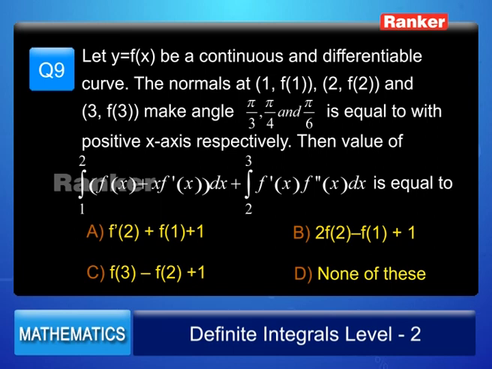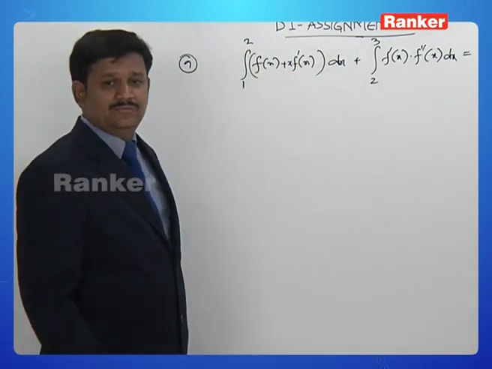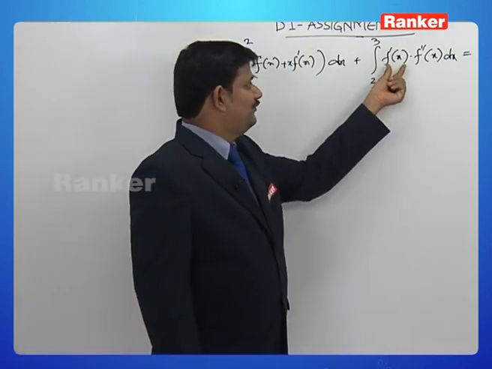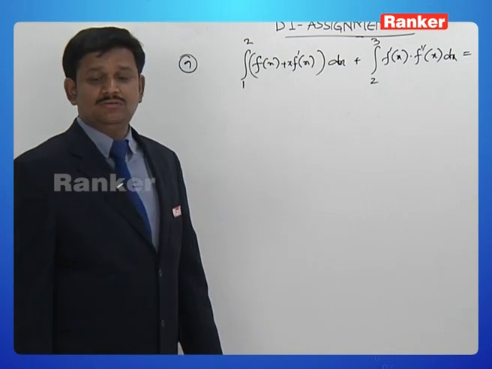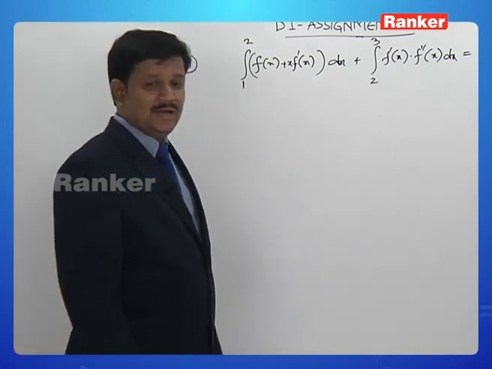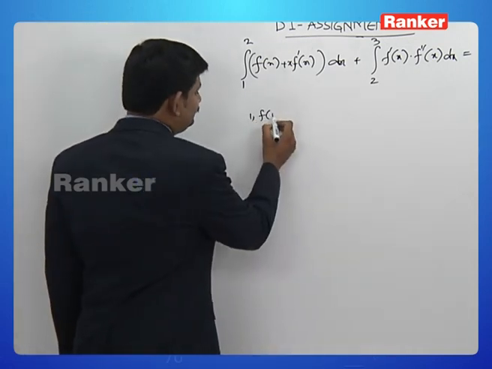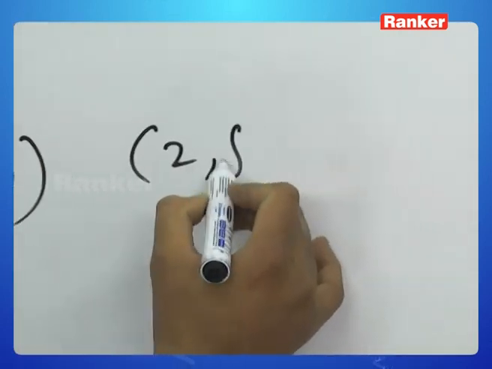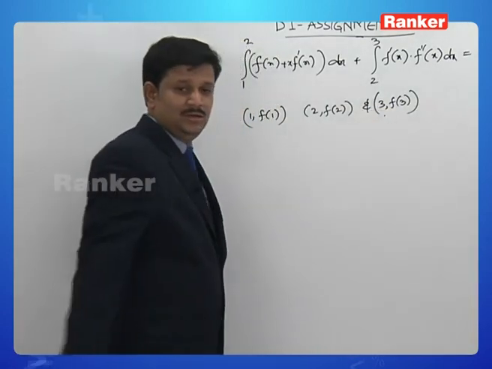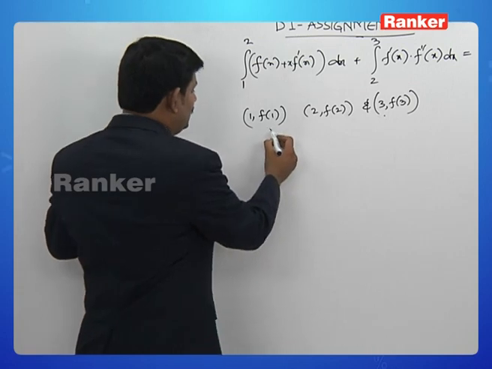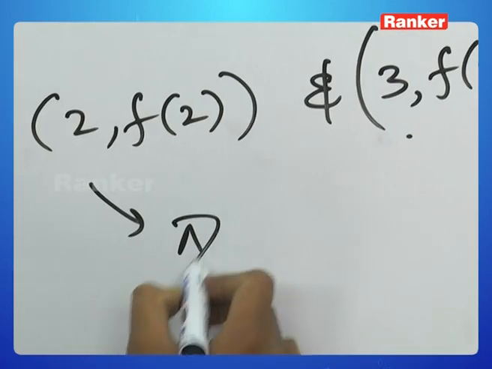So in this question we are asked to evaluate the value of this integral 1 to 2 f of x plus x into f dash x dx plus integral 2 to 3 f dash x into f double dash x dx, for which the given information is y is equal to f of x is a derivable curve and the inclination of normals at 1 comma f of 1, 2 comma f of 2 and 3 comma f of 3 are given to be pi by 3, pi by 4 and pi by 6 respectively.